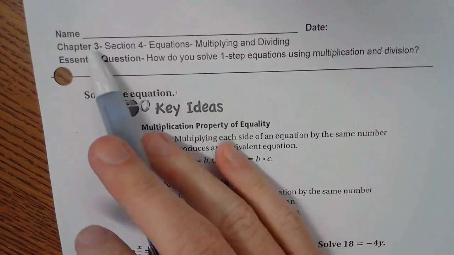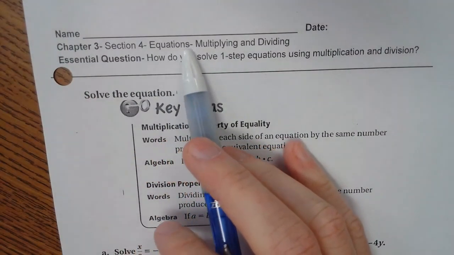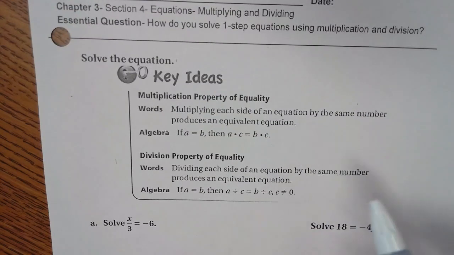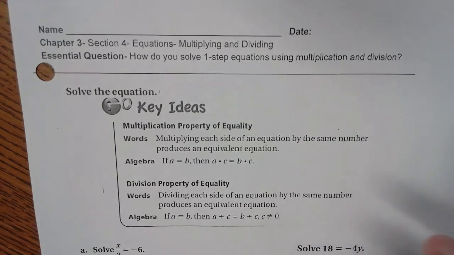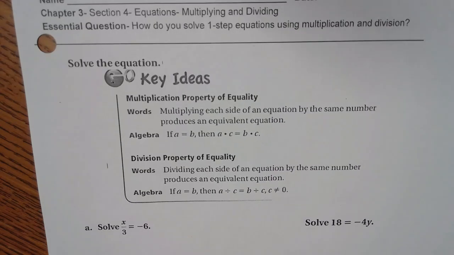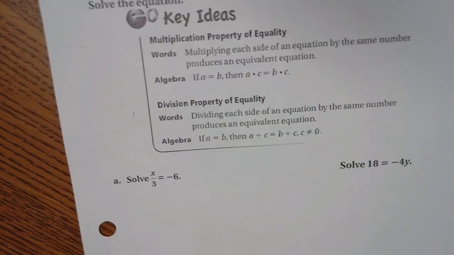Alright, so we have section 3.4 equations, but this time we're going to talk about multiplying and dividing. We're still going to be using the multiplication and division property of inequalities. To undo multiplication, we're going to use the inverse, division. To undo division, we're going to do inverse multiplication.